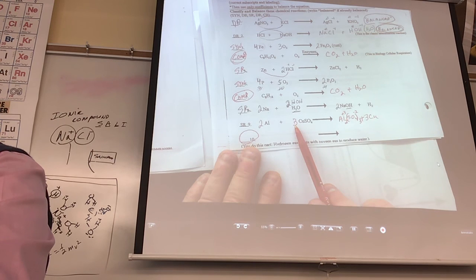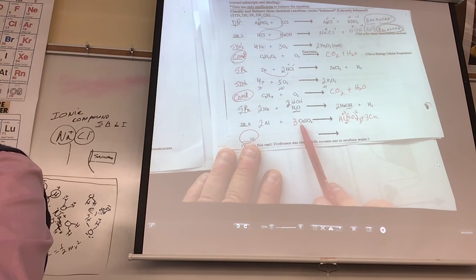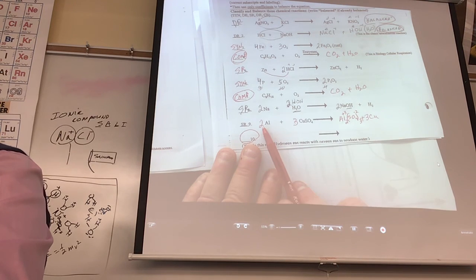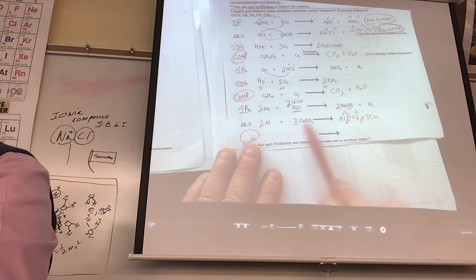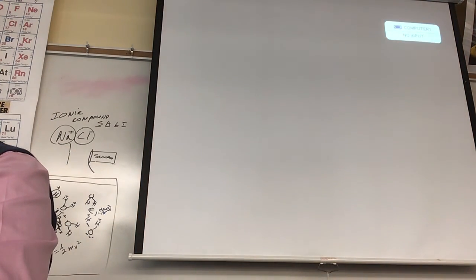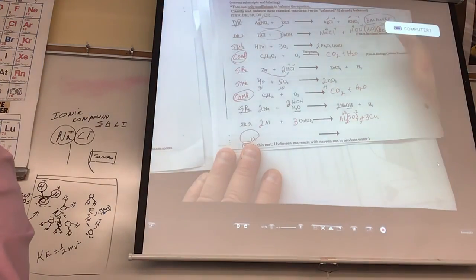If I put a 3 here, it gives me 3 sulfates, but it also gives me how many coppers? 3 coppers. But wait a minute. I had 1 aluminum here and 2 here, so I had to put a 2 here. Can I reduce this? Okay, what do you think? Okay, so far, there's your tricks.